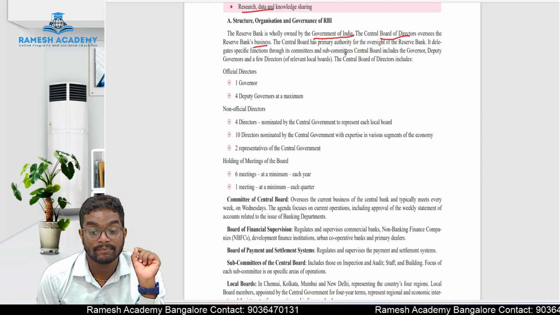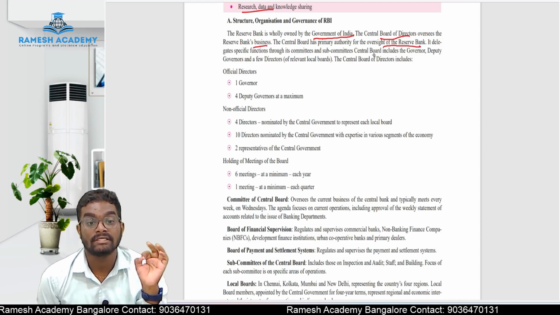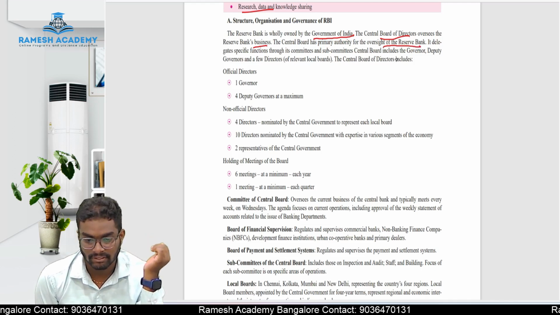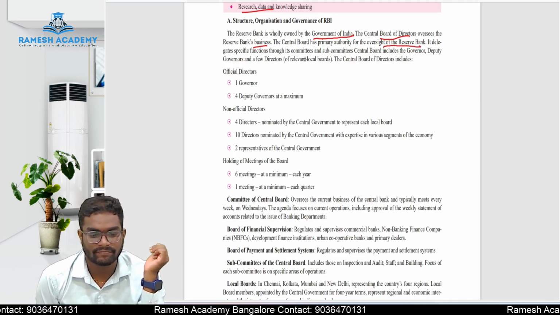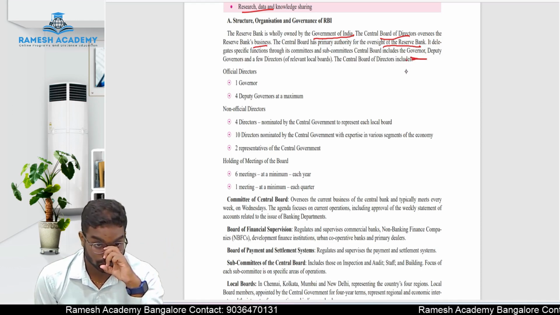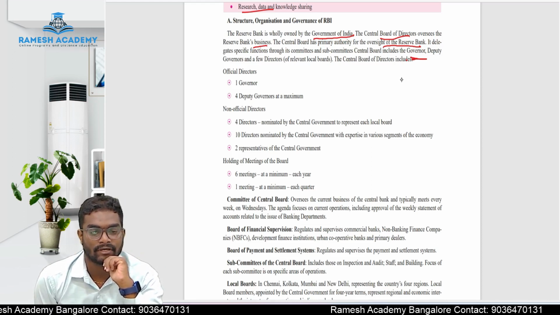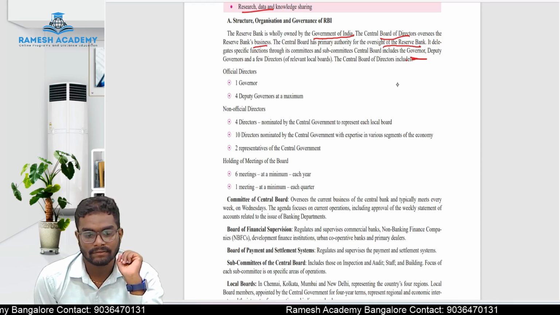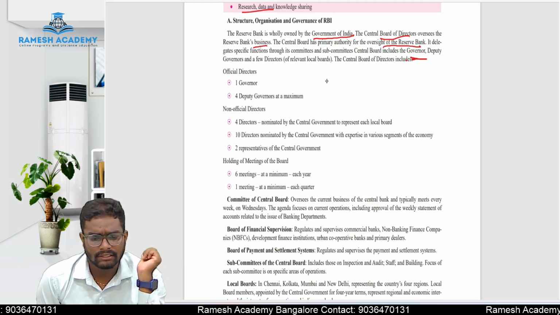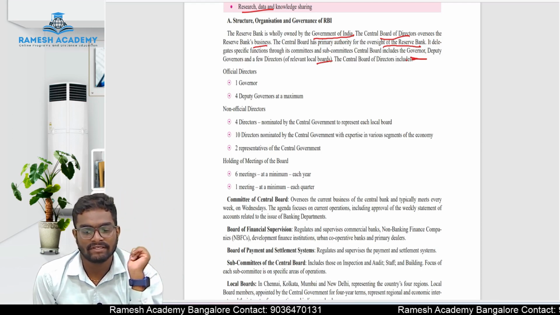The central board has the primary authority for oversight of the RBI. The board of directors is responsible for everything. It delegates specific functions through committees and subcommittees. The central board includes a governor. You might have heard of the governor Shaktikanta Das. Shaktikanta Das is the current governor of the RBI. He will also be one of the board of directors, along with deputy governors and a few directors from the local boards. RBI has branches all over India, and at each level there will be some board of directors.